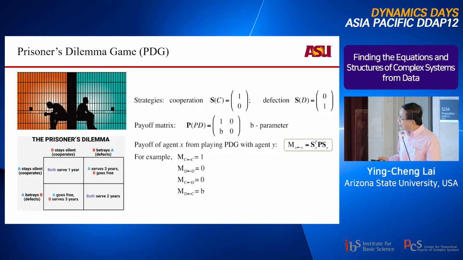The payoff is calculated from a matrix. Basically, there are 2 strategies each player can use. One is so-called cooperation. Because there are 2 strategies, it's very convenient to use binary representation. So the vector for cooperation will be (1, 0), and defection will be (0, 1). The payoff matrix is given by this 2 by 2 matrix here, where b is the parameter. So we can calculate the payoff of agent X from playing PDG with agent Y in this fashion: take the strategy vector of X, transpose it, multiply by the payoff matrix, and then multiply by the strategy used by Y, and so on. So it's a very easy task that students can do.